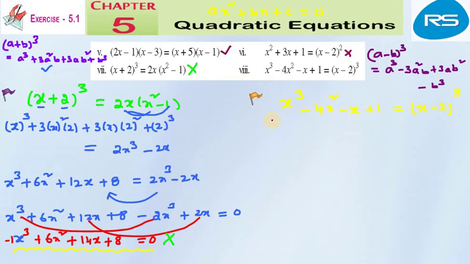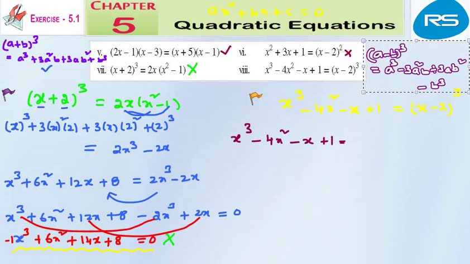Now I will go to the last question. In the last question, we have to simplify the right hand side. The left hand side is no need to simplify because we don't have any like terms and there is no simplification for this. Now come to the RHS, x minus 2 whole cube. What is the formula for a minus b whole cube?